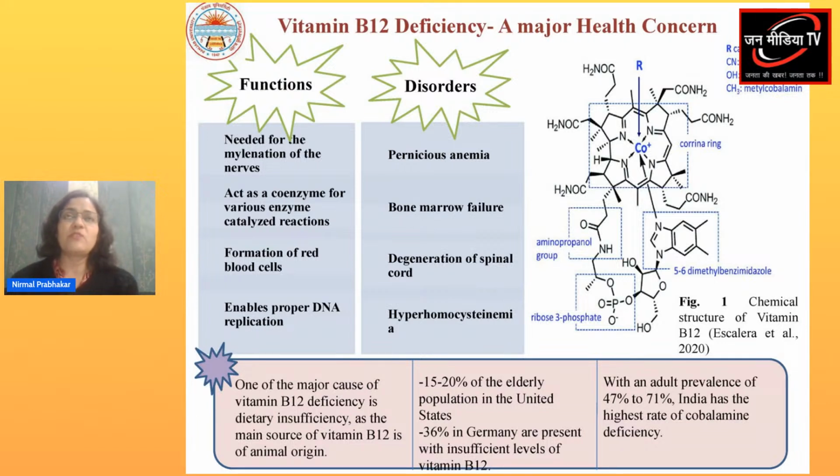One of the major causes of vitamin B12 deficiency is dietary insufficiency, because the major source for this vitamin B12 is animal source. So mainly the vegetarian population is suffering with the deficiency of vitamin B12. And if we look at the data, 15 to 20% of the elderly population in the United States is actually suffering with insufficiency of vitamin B12. 36% in Germany are present with insufficient levels of vitamin B12. If we talk about the Indian scenario, 47% to 71% of the adult population is actually highly deficient in cobalamin.